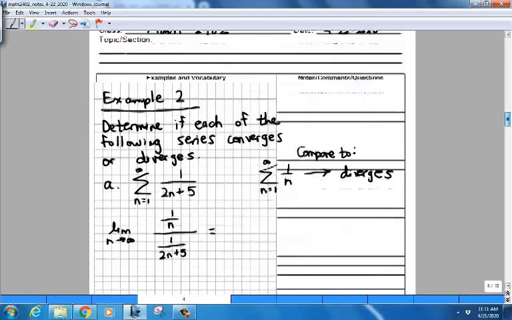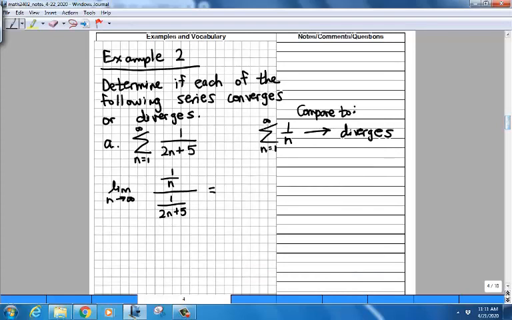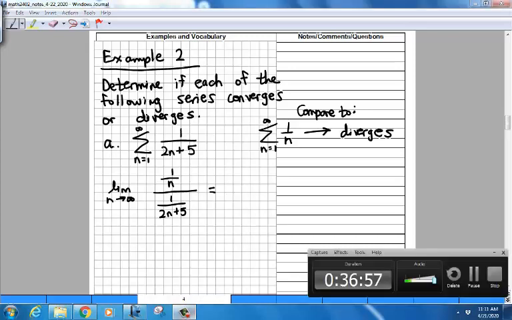All right, we're going to take a look at some examples of using the limit comparison test. But let's pause there for a moment, and then we're going to come back and look at our examples.